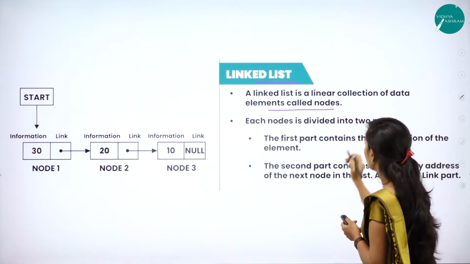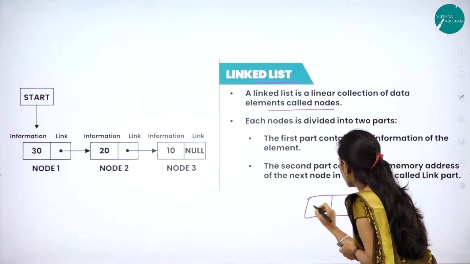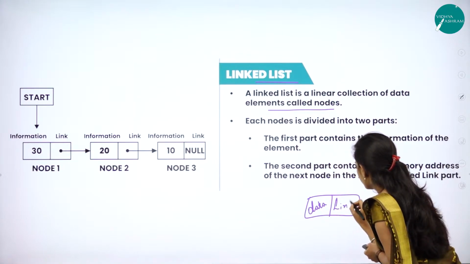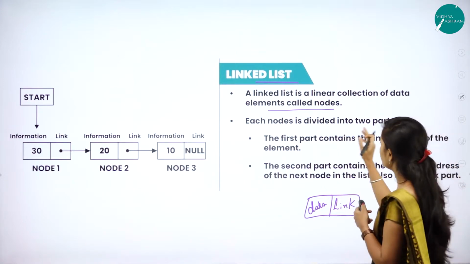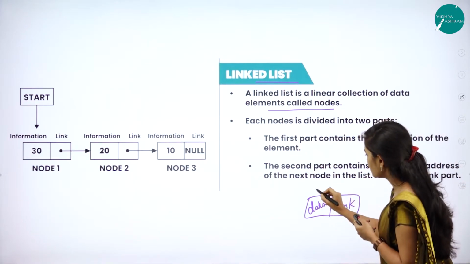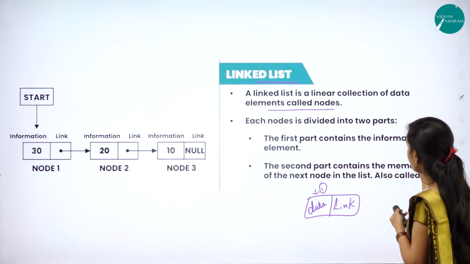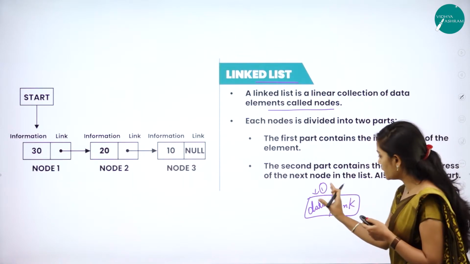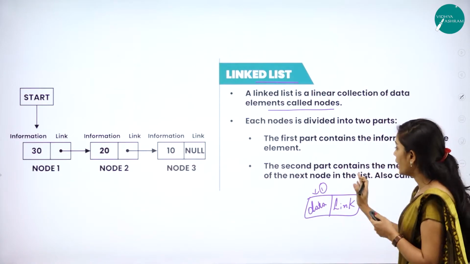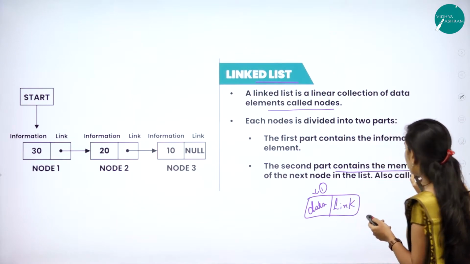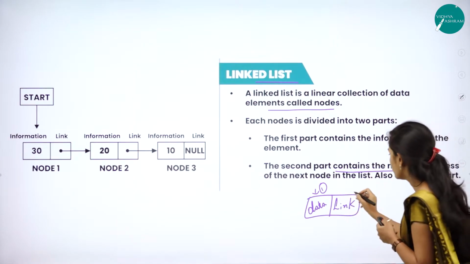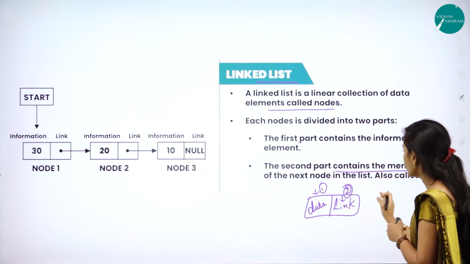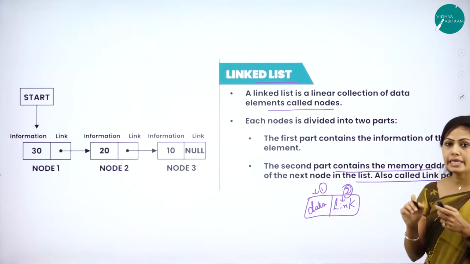So, a linked list is a linear data structure and is a collection of elements called nodes. Each node is divided into two parts, that is data or information, and link. The first part contains the information of the element. The second part contains the memory address of the next node, also called the link part.